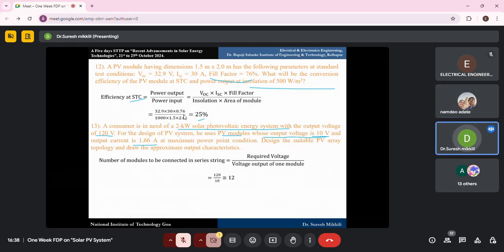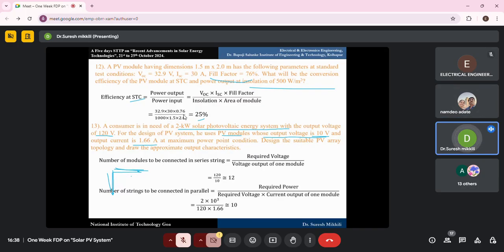Yes sir. So what will happen? 120 volts by 10 you will get the number of parallel strings. Try to understand. One minute. So the number of series connections and the number of parallel connections I need to decide. This series side, 10 are there, and this side how many? 12 are there. This side should be 10. 2 kilowatt power divided by voltage into one module current, that is 10.